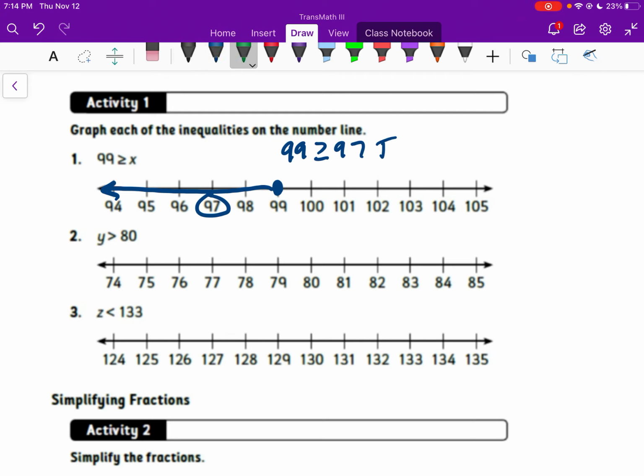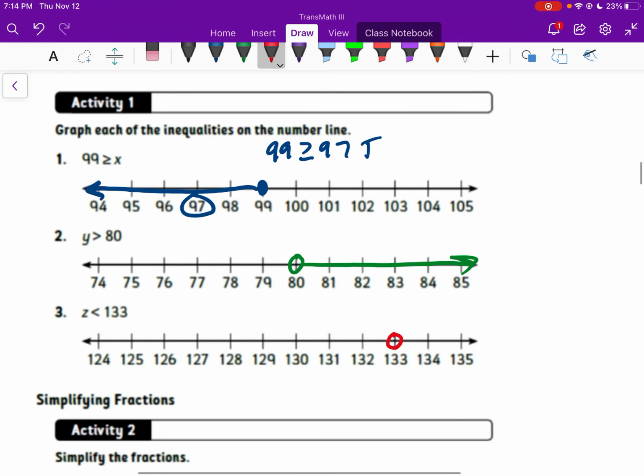All right, so number 2, that's saying y is greater than 80. So we go to 80, and since it's strictly greater than, we're going to have an open dot at 80, and we're looking for values that are greater. Therefore, greater values are to the right. Number 3, that's saying z is less than 133. Since it's strictly less than, we have an open dot again. And since it's less than, we go to the values to the left. All right, so that's graphing linear inequalities.